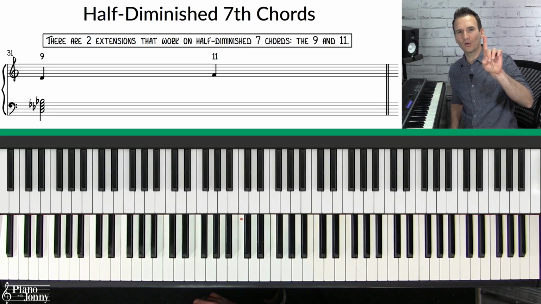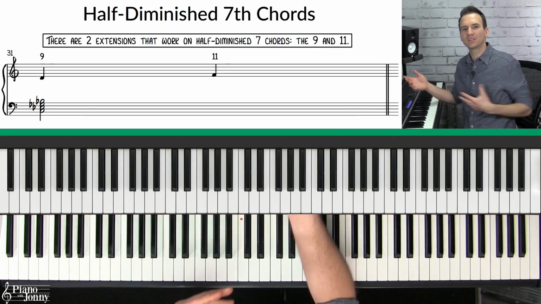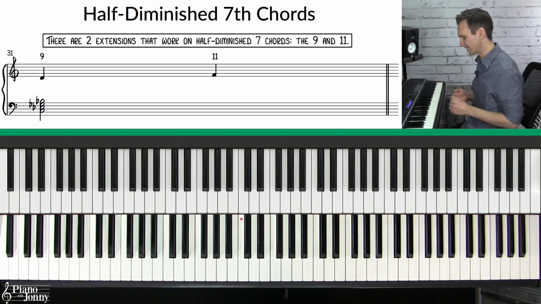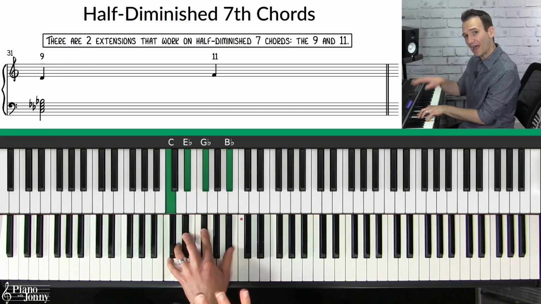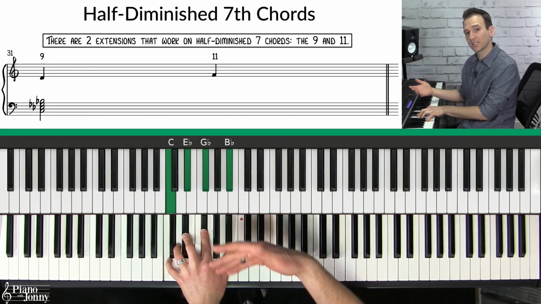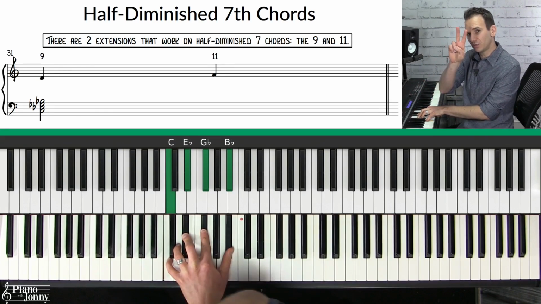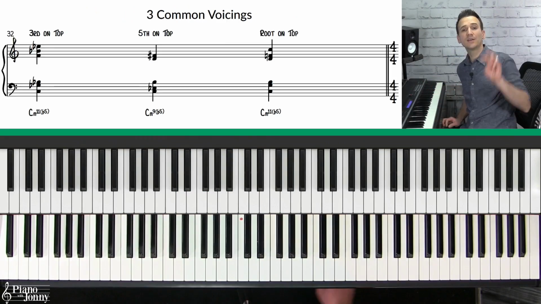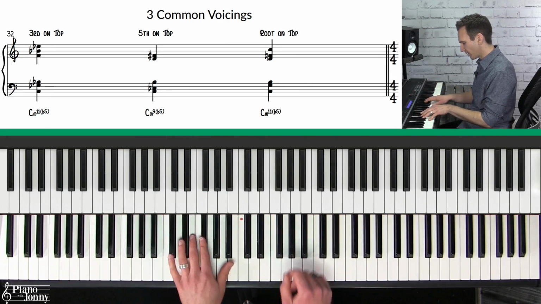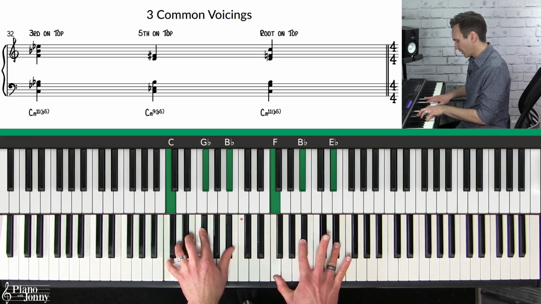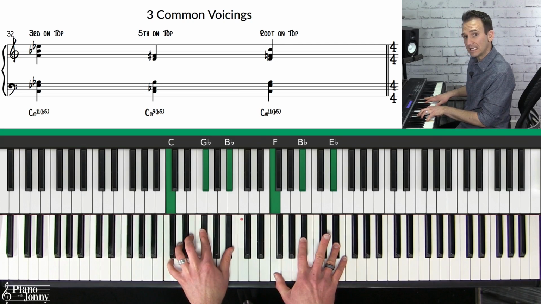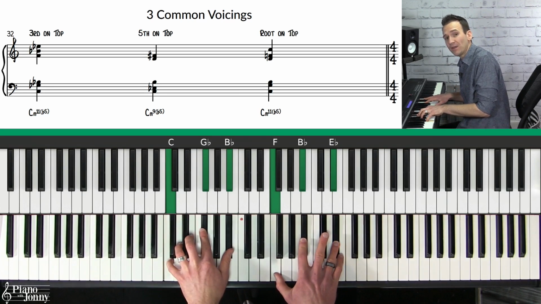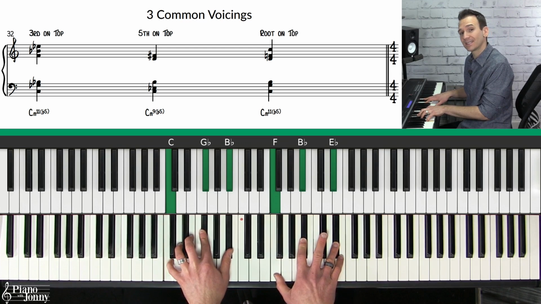All right, one more chord type, and then I'm going to show you how to use these chord extensions on chord progressions. The last chord is your half-diminished chord, or your minor 7 flat 5 chord, and the two chord extensions you can use on this are the 9 and the 11. Here are three of my favorite voicings. This one has the 3rd on the top, and we call this a C minor 11 flat 5, or you could call it C half diminished 11.